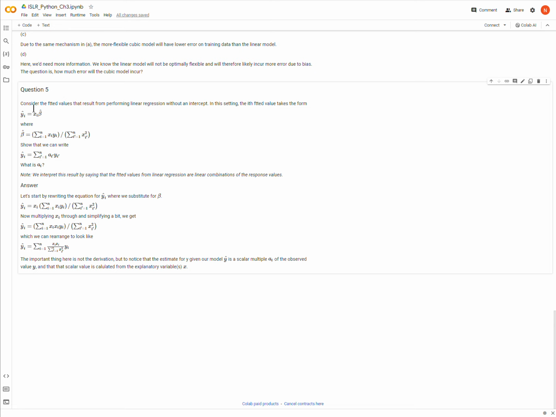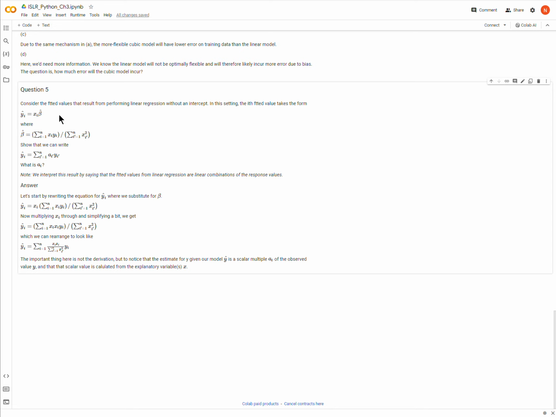Question 5. We are meant to consider our estimate of y, which is called y hat, and its formula, which is x times beta hat. Whenever there is a hat, this means it is an estimate of something. So beta hat is an estimate of the actual coefficient value in reality beyond our sample. And y hat is what our model predicts y to be on the basis of the predictor variable x as well as the estimated value for beta. Okay.